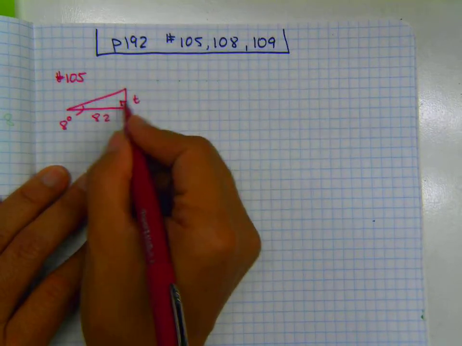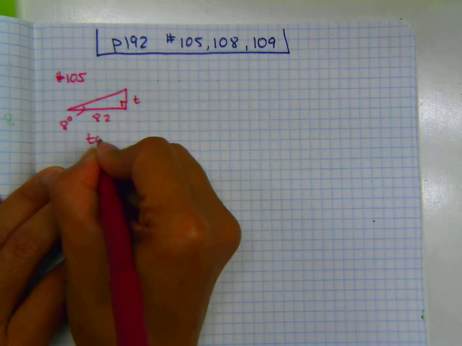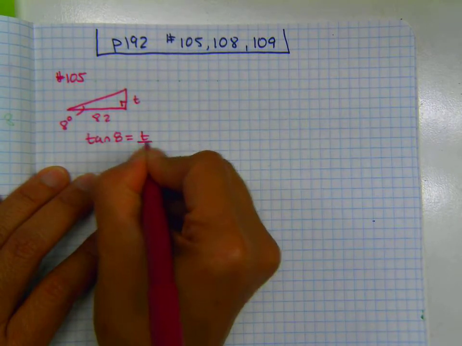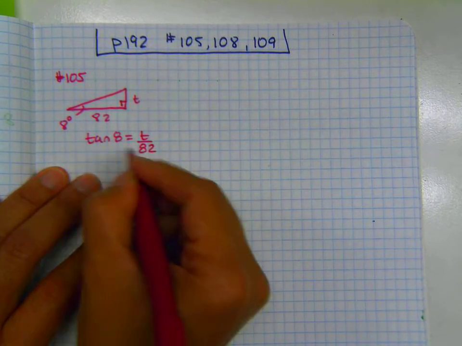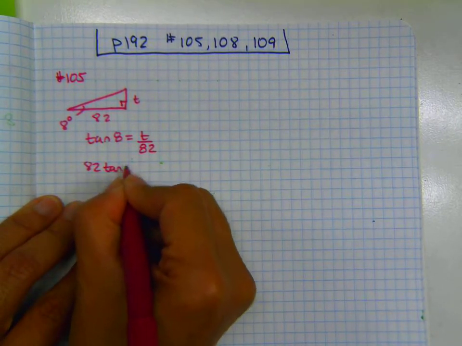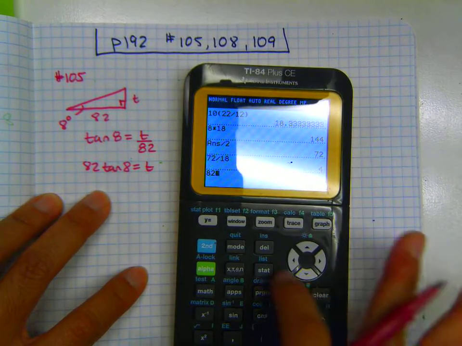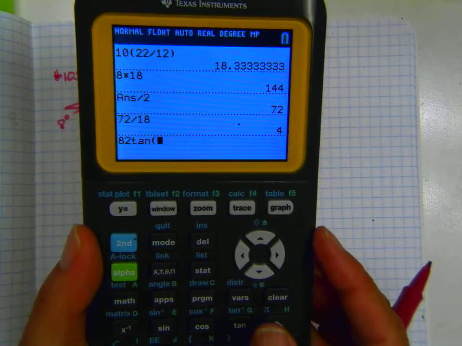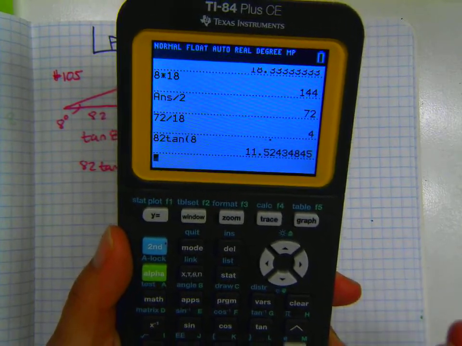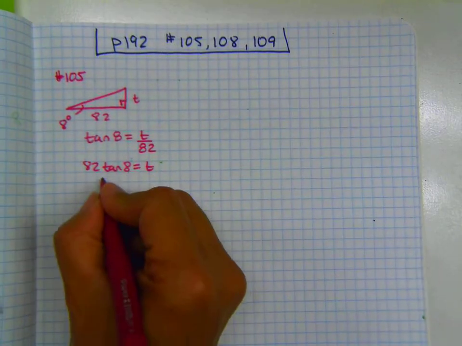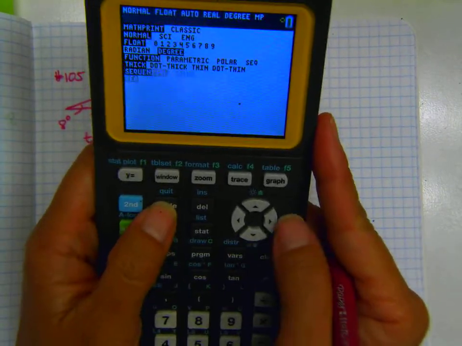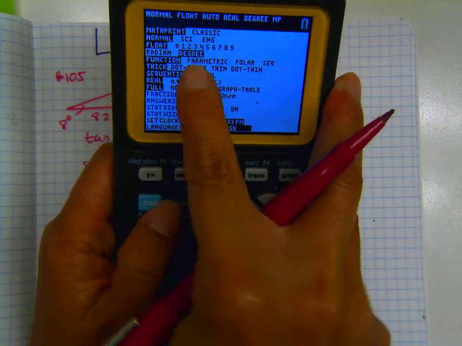All right, so to figure out the length of the missing side, we're going to go tangent of 8 equals opposite over adjacent. So t over 82. We're going to multiply both sides by 82, and we get that. Now I have to use a calculator at this point. So I'm going to go 82 tangent of 8 equals 11.52. If you did not get 11.52, double check, go to mode, and make sure your calculator is in degrees.